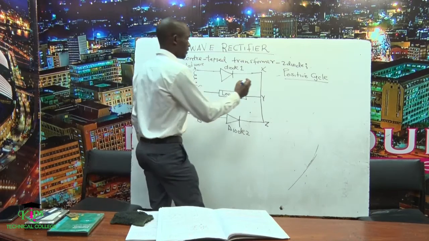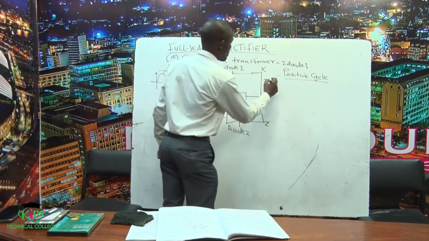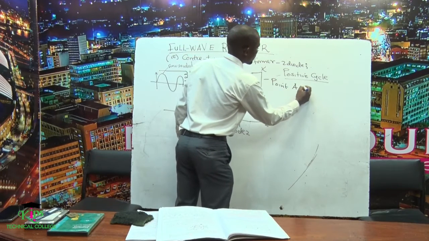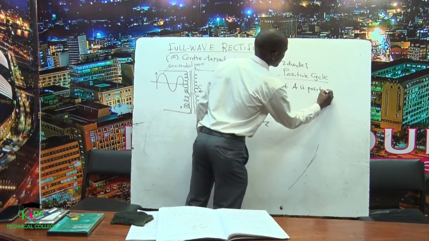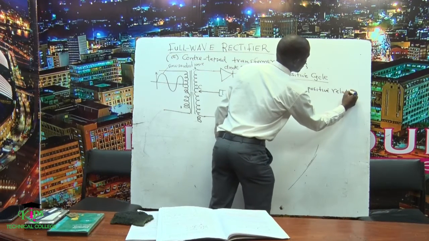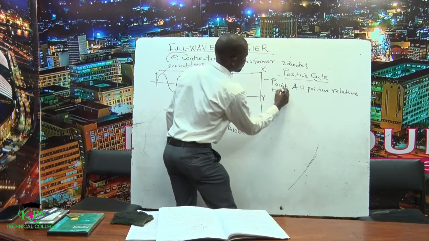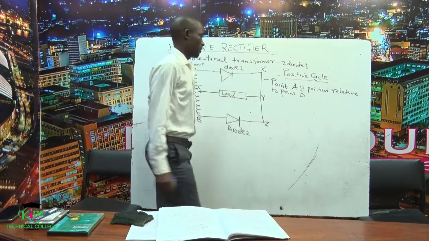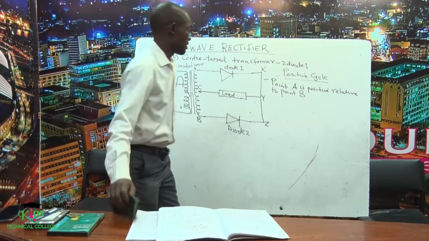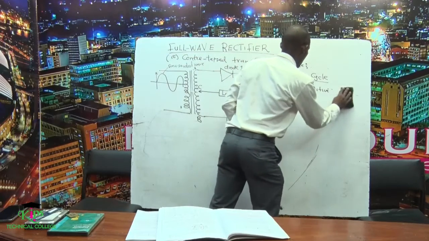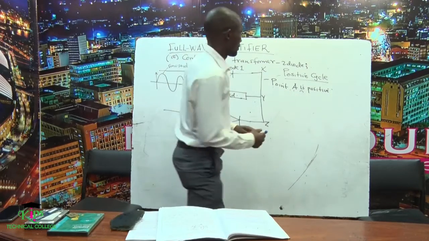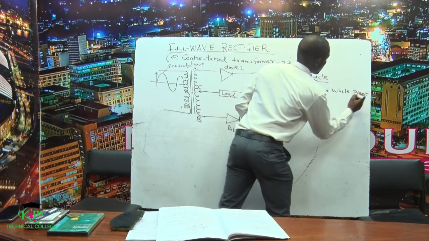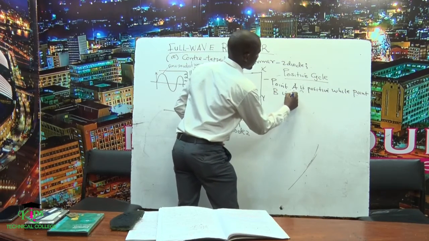So we will say during the positive cycle, point A is positive relative to point B. Or we can say in simple terms, point A is positive while point B is negative.